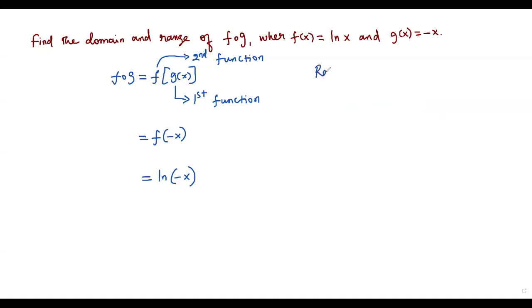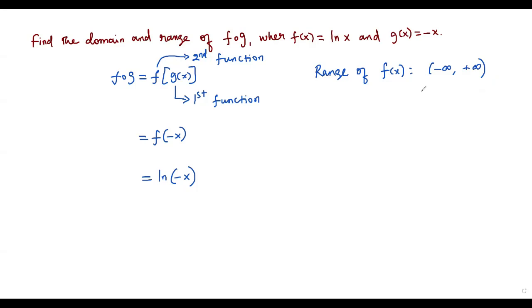Okay, now let me get the range of the second function, that is range of f of x. Just now we discussed the range of f of x, that is ln x, that is negative infinity comma positive infinity. So let me write over here. Usually the range of a composite function is the same as the range of the second function. Otherwise, the range of the composite function can lie inside the range of the second function. That means the range of the composite function can be the subset of this interval.